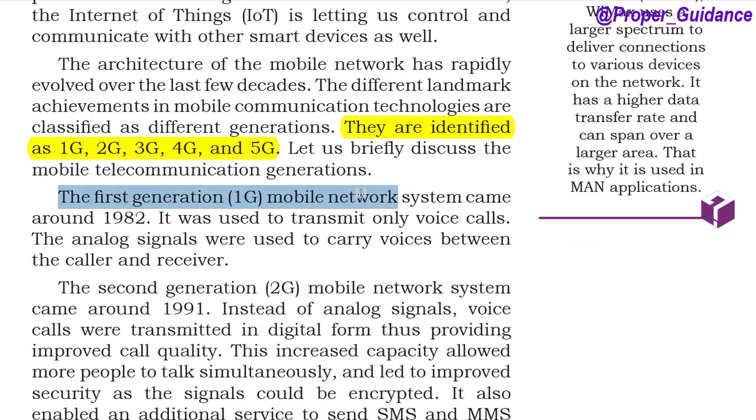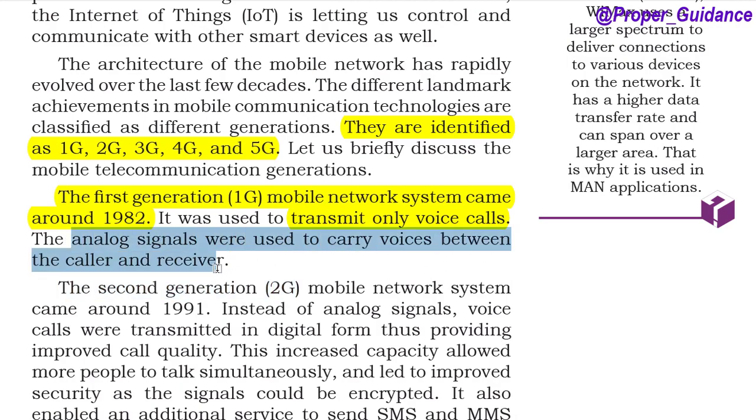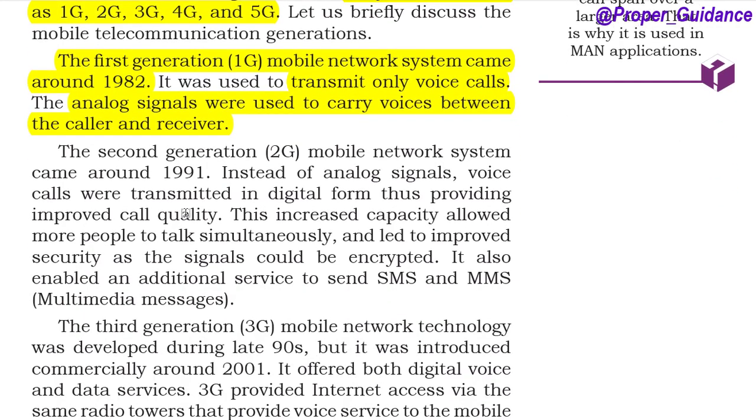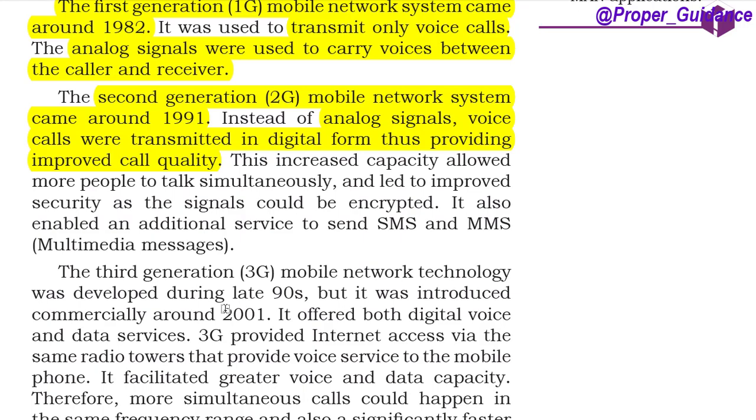The first generation, 1G mobile network system, came around 1982. It was used to transmit only voice calls. The analog signals were used to carry voices between the caller and the receiver. This is about 1G. Second generation, 2G mobile network system, came around 1991. Instead of analog signals, voice calls were transmitted in digital form, thus providing improved call quality. This increased capacity allowed more people to talk simultaneously and led to improved security as the signals could be encrypted. It also enabled an additional service to send SMS and MMS, multimedia messages.